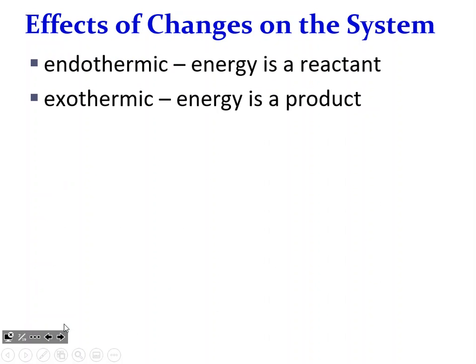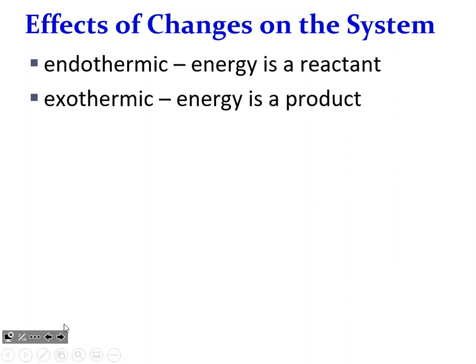All right, endothermic versus exothermic. We want to think about it in terms of where the energy is in the equation. Endothermic, energy is being absorbed, delta H is positive, all that good stuff. So it's going to be considered a reactant. Exothermic, energy is being released, delta H is negative. That means the energy would be on the product side.